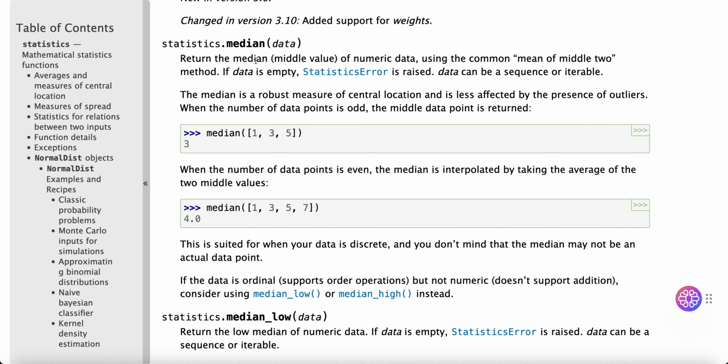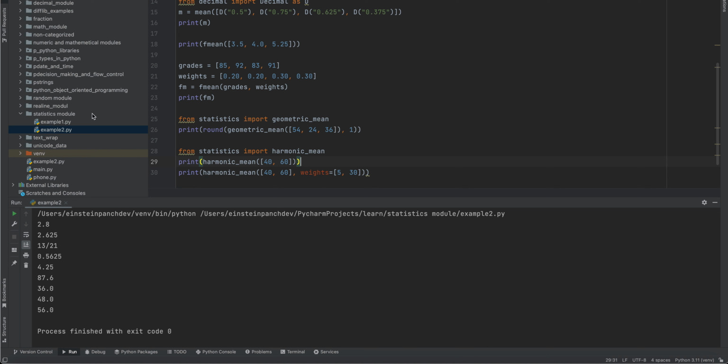statistics.median(data). Return the median, or middle value, of numeric data, using the common mean of middle two method. If data is empty, StatisticsError is raised. Data can be a sequence or iterable. The median is a robust measure of central location and is less affected by the presence of outliers. When the number of data points is odd, the middle data point is returned. Median 1, 3, 5.